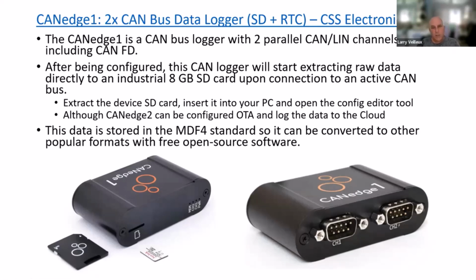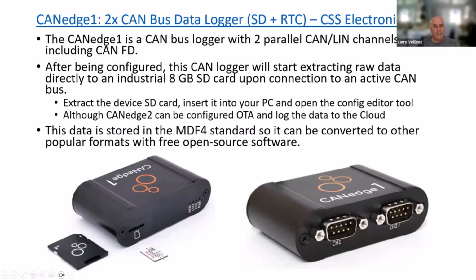And what's to configure? In this case, it may be, are we doing high-speed CAN, low-speed CAN, CAN classic, CAN FD, those types of things, as well as filters. You can set up filters so you're not trying to log every CAN message, but you're only trying to log certain CAN messages and so on. So that's done by sticking this SD card in your PC as well.